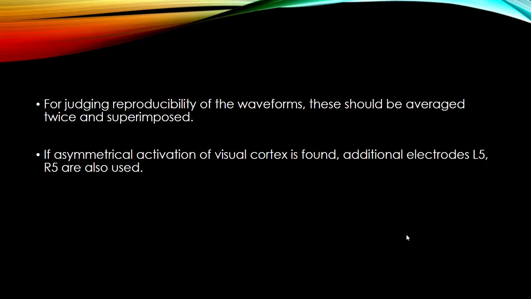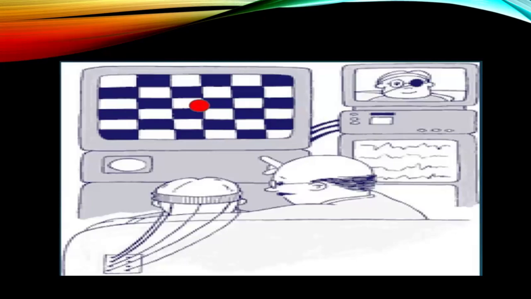For judging the reproducibility of the waveforms, at least 2 waveforms should be averaged and superimposed on each other to form an average waveform. If asymmetrical activation of the visual cortex is found, as I said, additional electrodes are placed on L5 and R5, and those channels are used for testing. So this is how the basic testing goes.